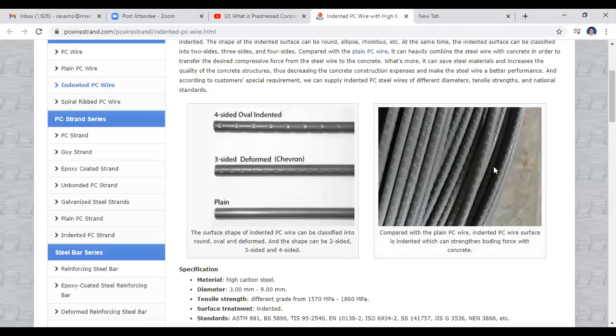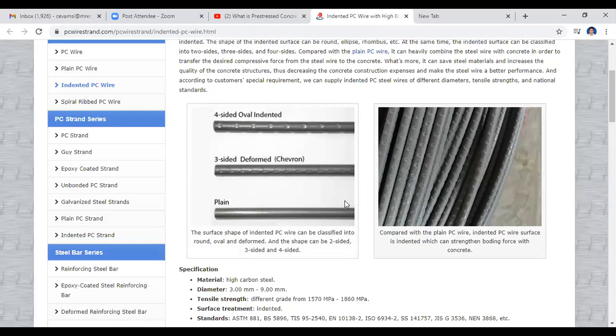Have you seen the picture? These are called indented wires. Indented wires are usually a circular rod which has different threading parts, different projections on it. They are called indented wires. See, indent means indentation. You all did the hardness test in your strength of materials.